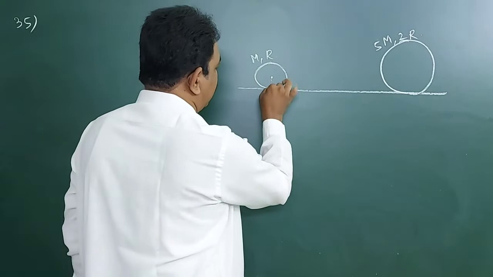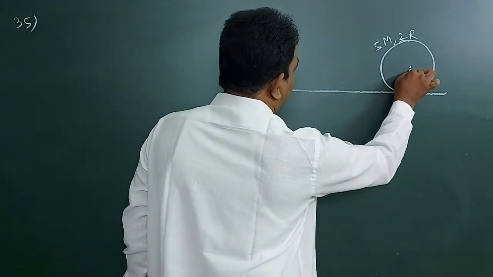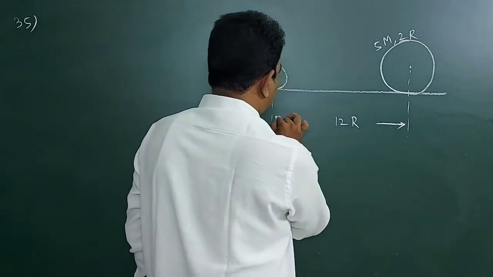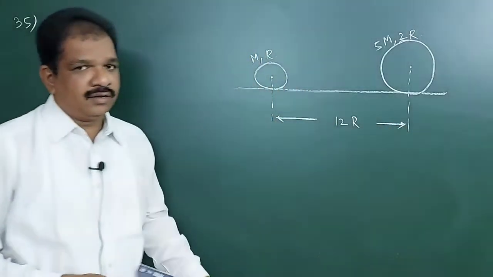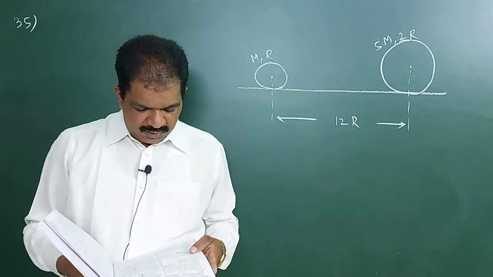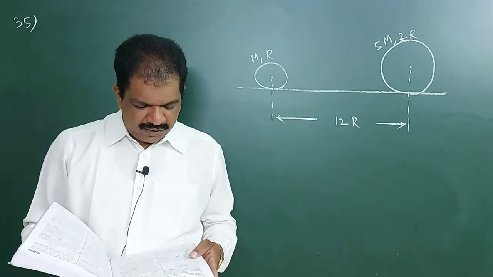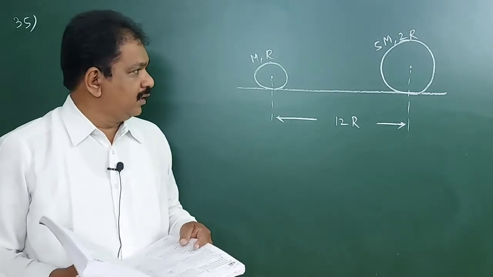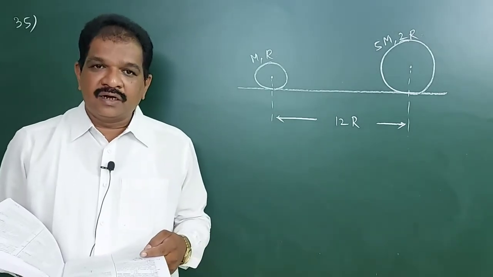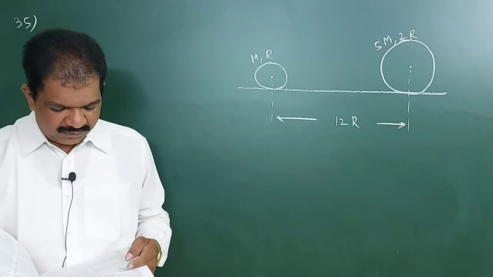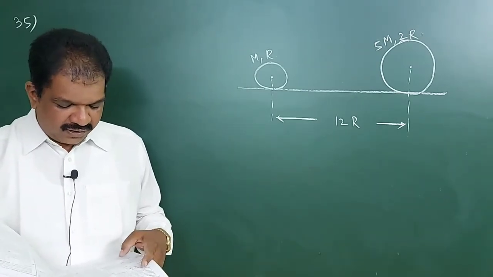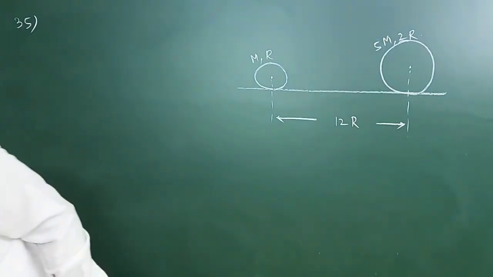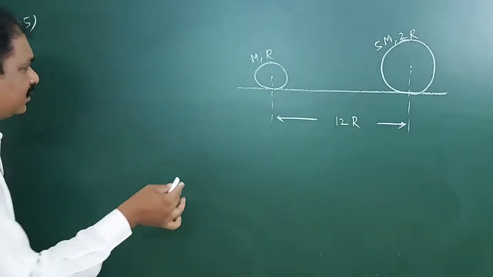So from here to here, this distance value will be 12r. Clear? Now, if they attract each other due to gravitational force only, meaning because of internal forces only they are colliding, find the distance covered by the smaller body before collision. They will collide at the center of mass.